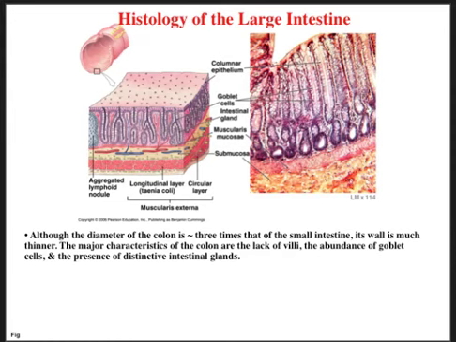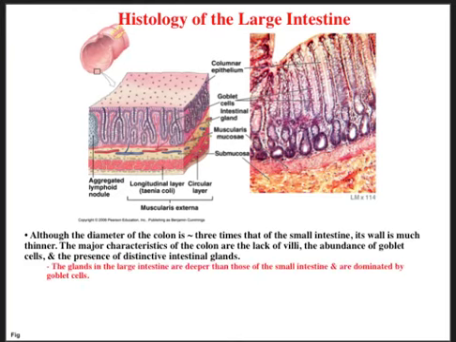Although the diameter of the colon is about 3 times that of the small intestine, its wall is much thinner. The major characteristic of the colon is the lack of villi, right? We don't need a lot of surface area here because we're not doing a lot of nutrient absorption. There's also a lot of goblet cells which produce mucus that help to lubricate the fecal material so that it can pass. Also, we have a lot of distinctive intestinal glands all along the surface.